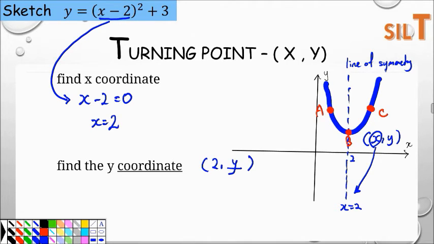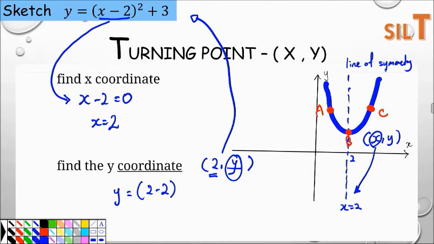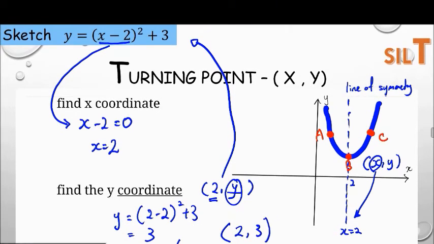Now how do I find this y? To find it easily, I can sub x equals 2 back into the equation. So I have y equals 2 minus 2 squared plus 3, and this equals 3. Therefore, we say that the turning point will be 2 comma 3. Right?